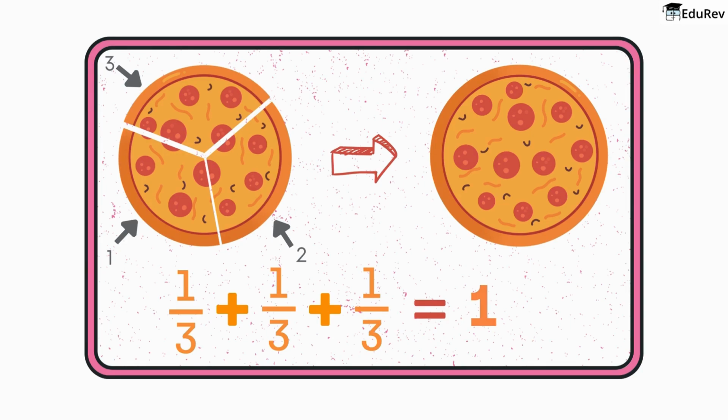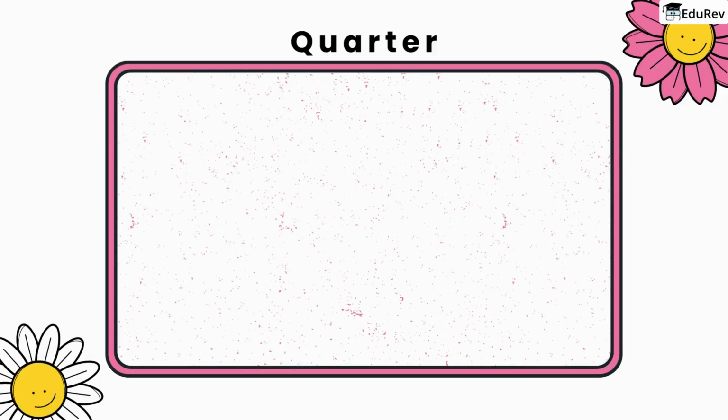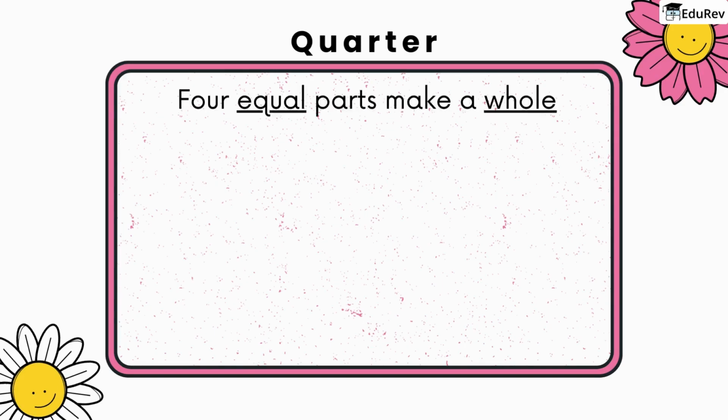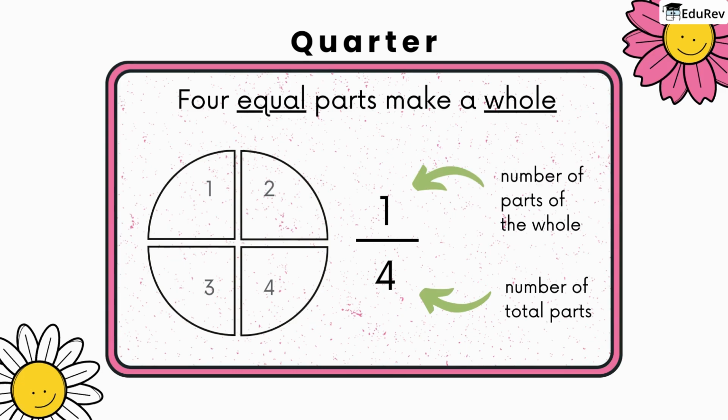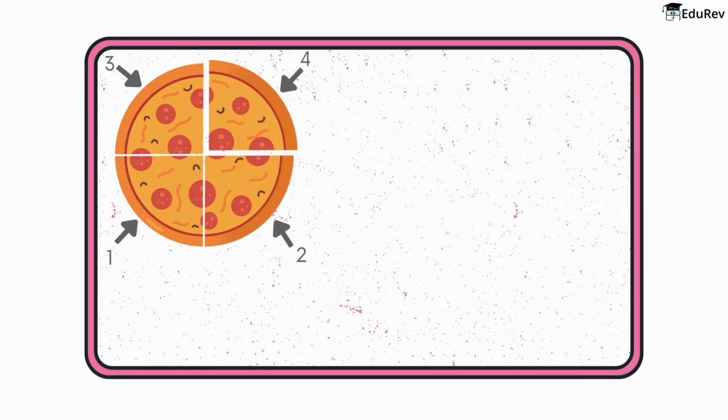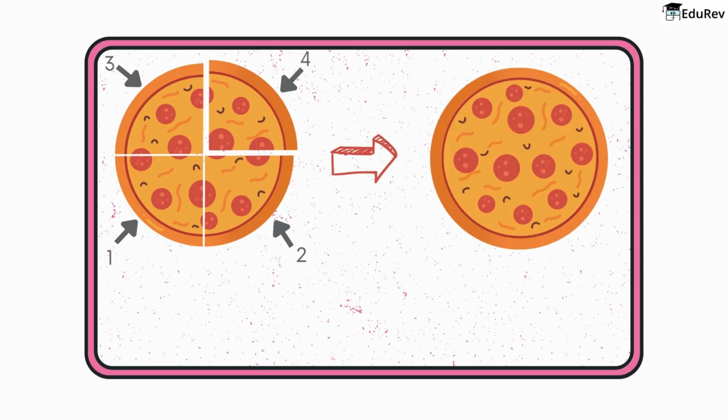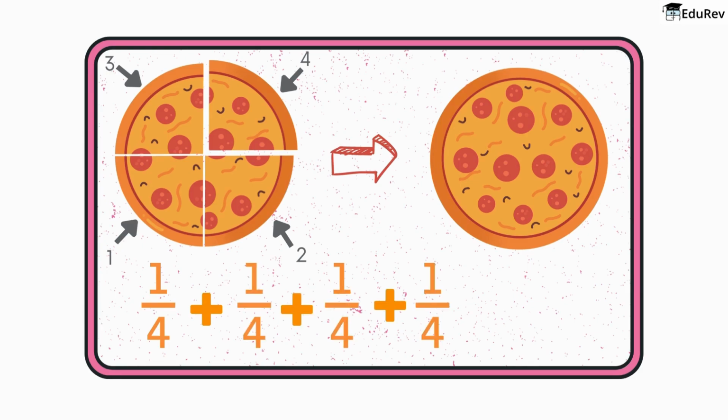Now, let's see what is 1 by 4, or quarter. When the whole is divided into 4 equal parts, each part is called 1/4 or quarter, and it is written as 1 by 4, which means 4 one-fourths will make 1 whole. That is 1 by 4 plus 1 by 4 plus 1 by 4 plus 1 by 4 equals 1. Now let's do some related exercises to understand better.